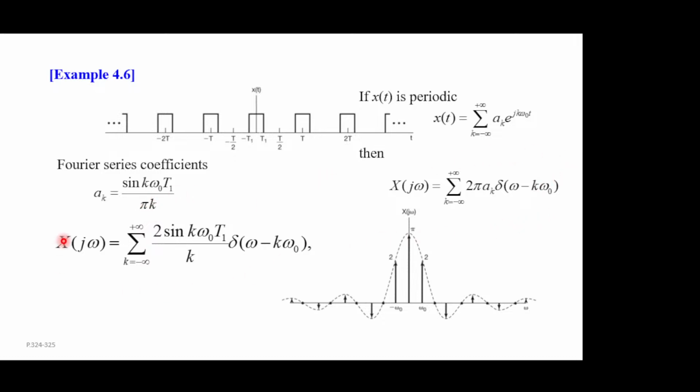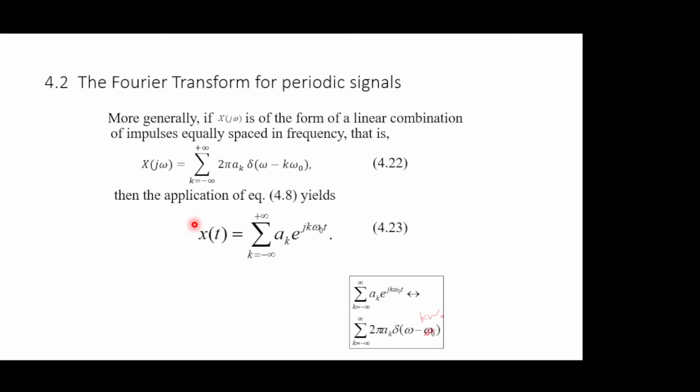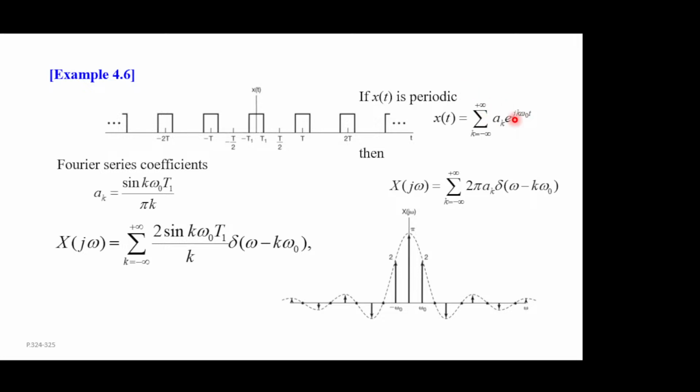And then we can do the correspondence we just had. So x of t equals this Fourier series, and then we can basically immediately write down the big X of j omega, because big X of j omega is just this form: the sum of 2 pi a k delta of omega minus k omega naught. We have a k here, so we write down the big X of j omega here.